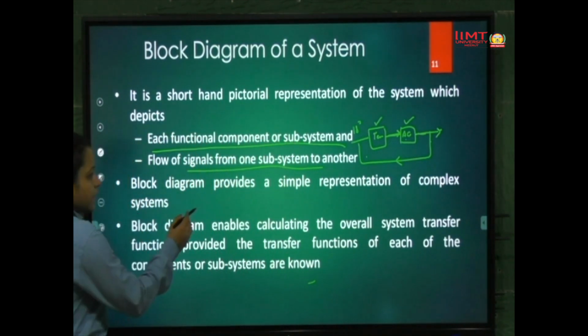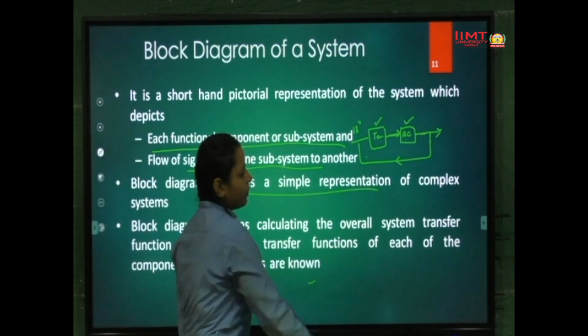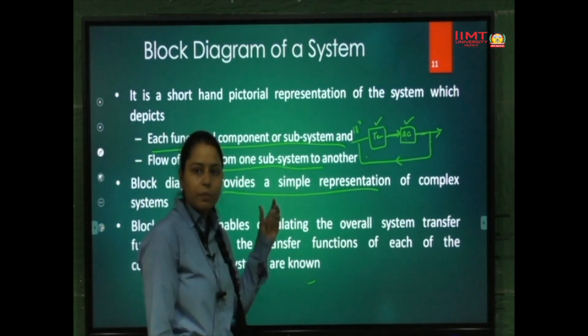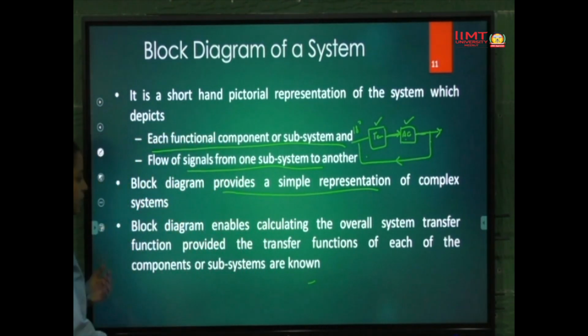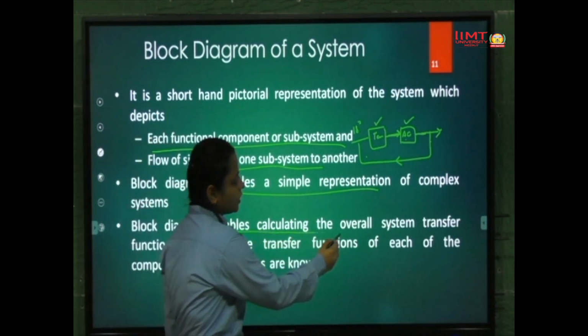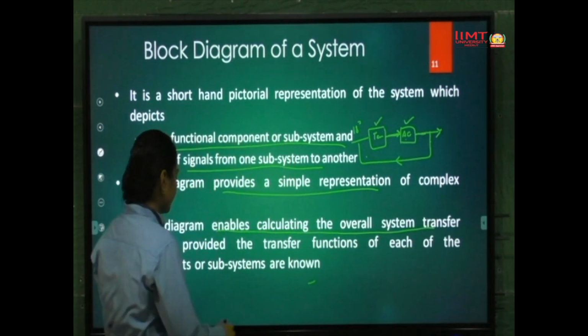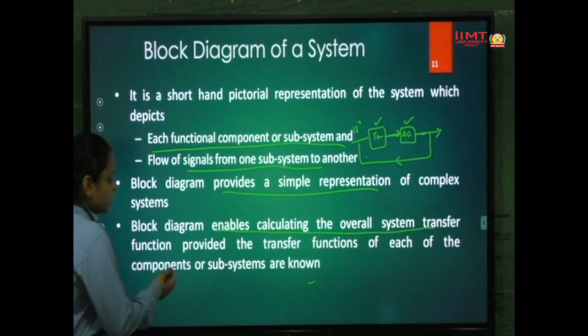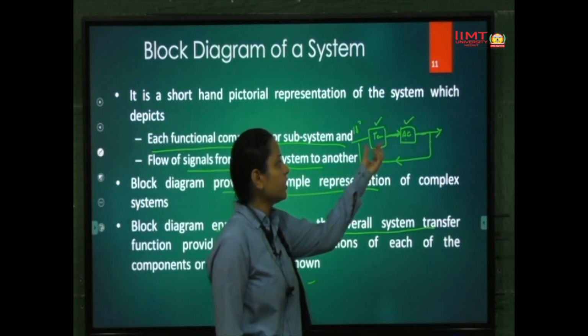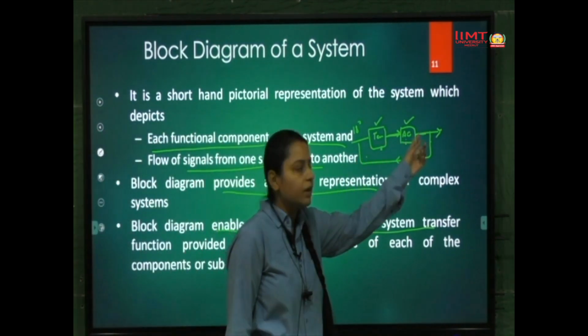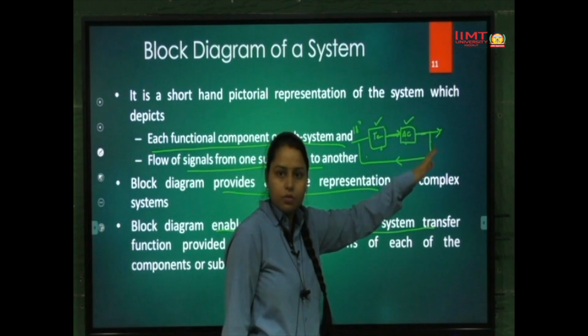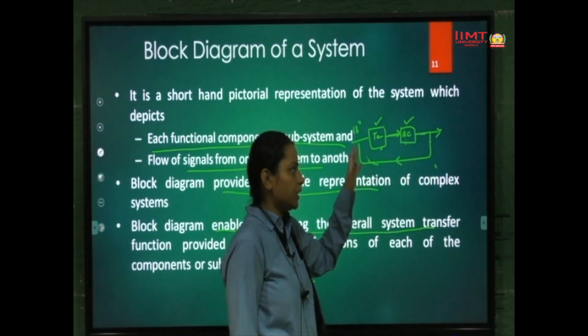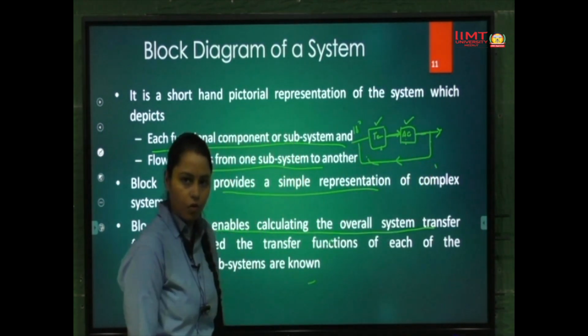Block diagram provides a simple representation of a complex system. It enables calculating the overall system transfer function, provided the transfer functions of each component or subsystem are known. So if the transfer functions of these blocks are known, we can use some rules of block diagram reduction, and we can calculate the transfer function of the overall system.